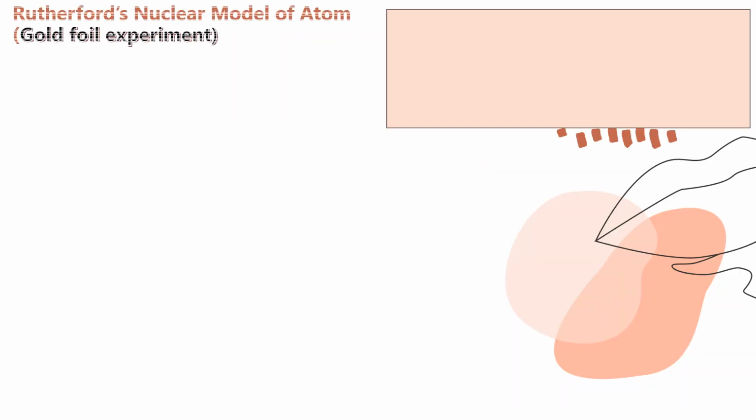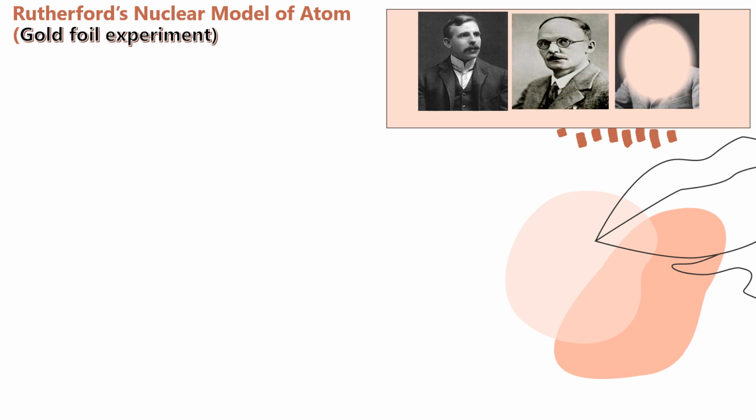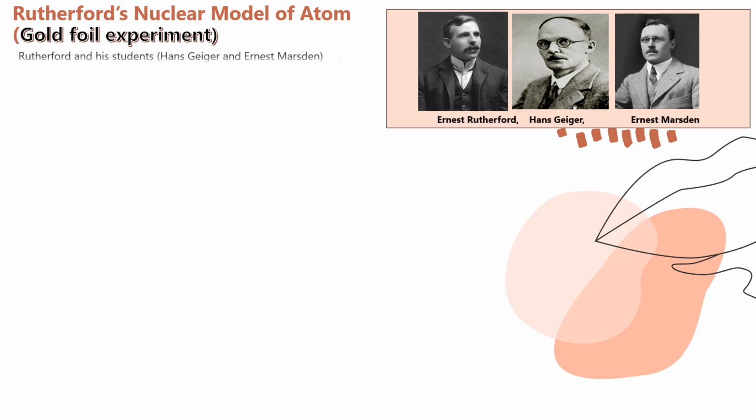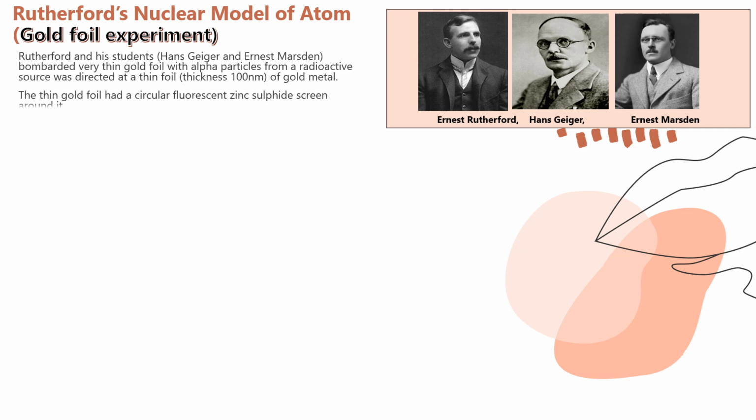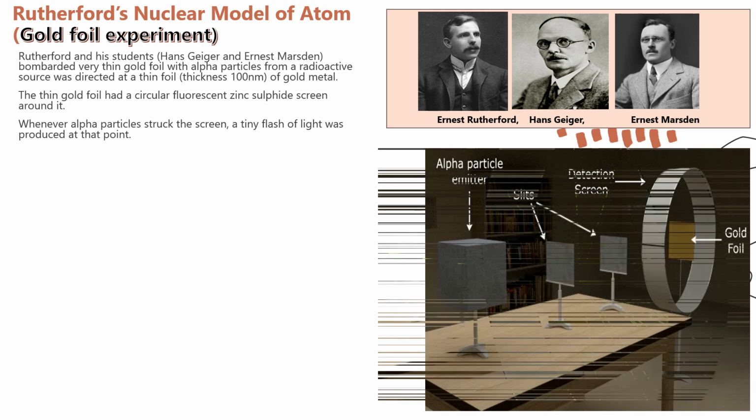The plum pudding atomic model lacked experimental evidence, and hence Rutherford conducted many experiments in order to determine the structure of an atom. Rutherford and his students Hans Geiger and Ernest Marsden bombarded very thin gold foil with alpha particles from a radioactive source that was directed at a thin foil of gold metal. The thin gold foil had a circular fluorescent zinc sulfide screen around it. Whenever alpha particles struck the screen, a tiny flash of light was produced at that point.